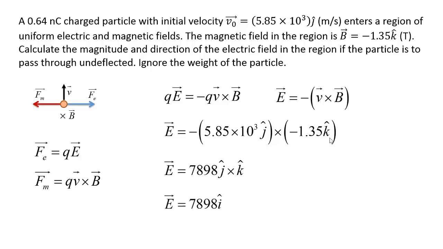So you can simply write the electric field as the result. The magnitude is 7,898 multiplied by the unit vector i. This shows you that the direction of the electric field is oriented along the x-axis, exactly the same way as the electric force. As you can see from the drawing and from the calculations, the electric field is perpendicular to the magnetic field and also perpendicular to the velocity.